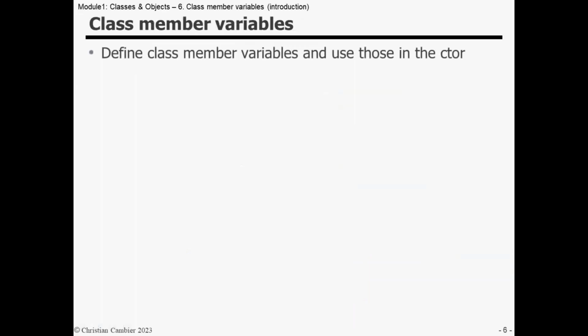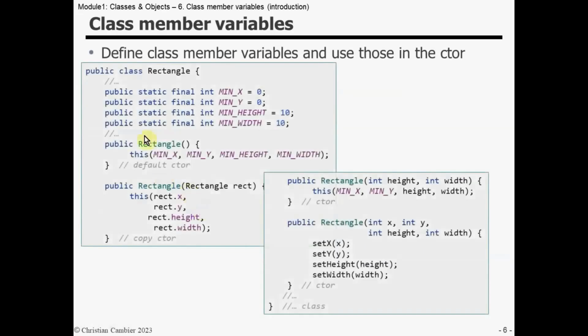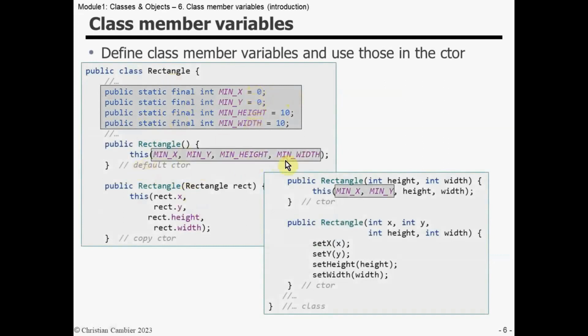Implementing the solution of our problem: the solution is to define class members and use those in a constructor. In our rectangle class, we define the minimum for x, y, height and width and use those in a constructor. And the problem is solved because we don't need to define anything anymore before the this invocation.